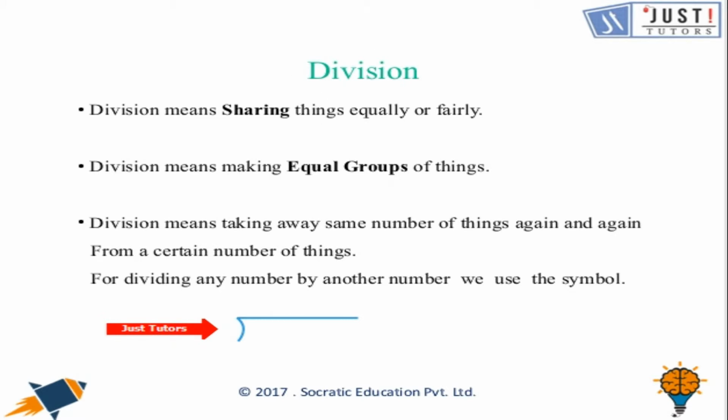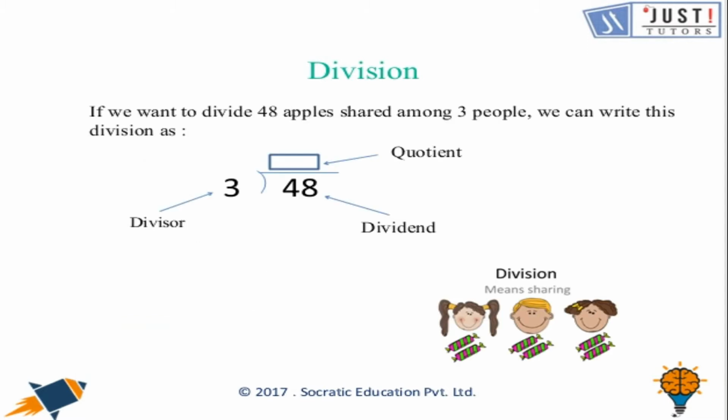Now let's learn the process of division. If we want to divide 48 apples shared among 3 people, we can write this division as follows. So 48 apples are being shared among 3 people. So these 3 people are the divisor. 48 apples are the dividend, and the answer we'll be getting will be the quotient. The quotient is the total number of apples each one of them will be getting. So if we try to solve it, we'll be getting 16.